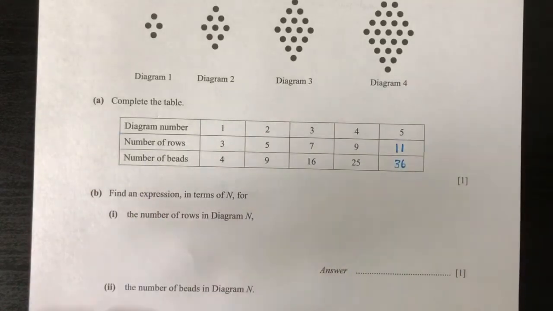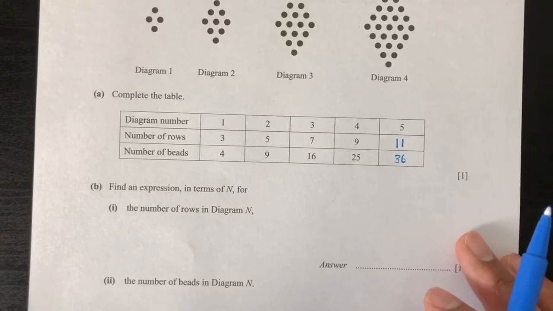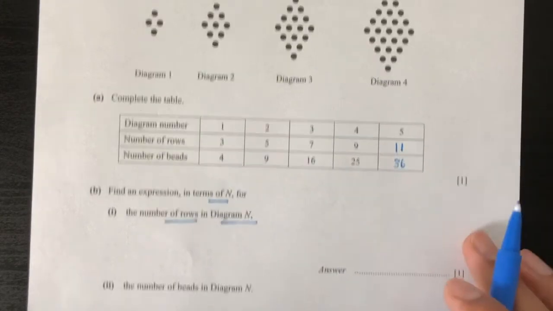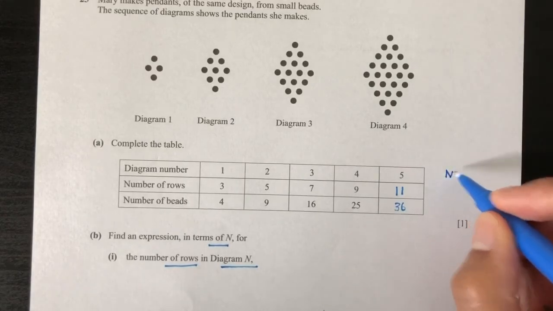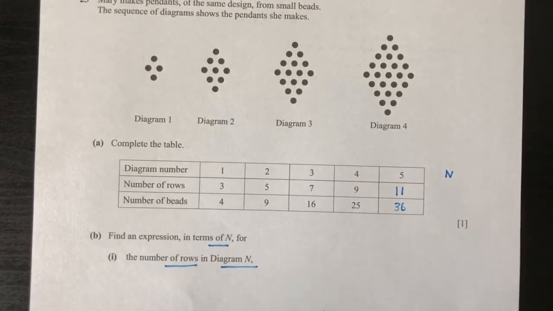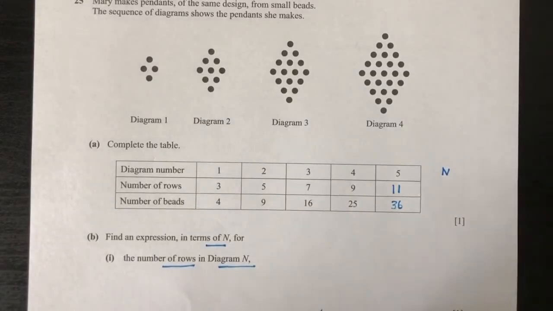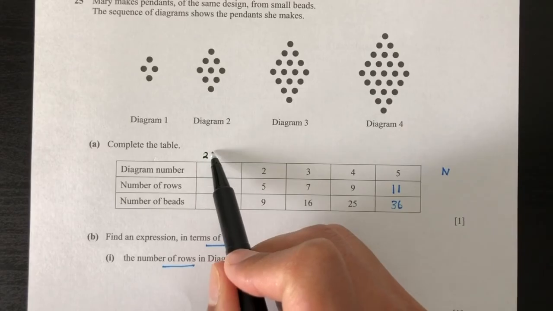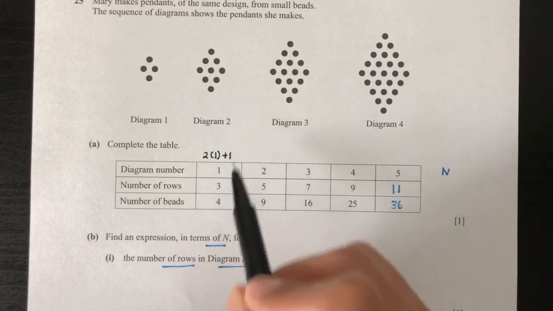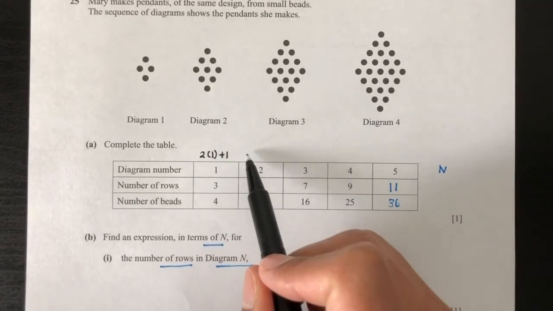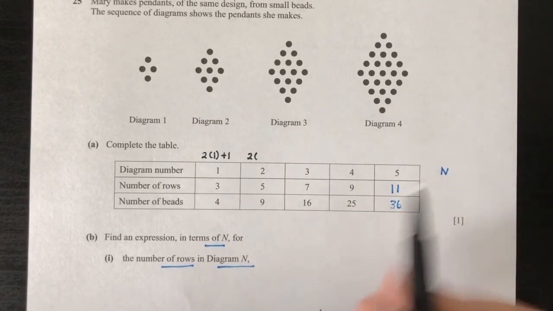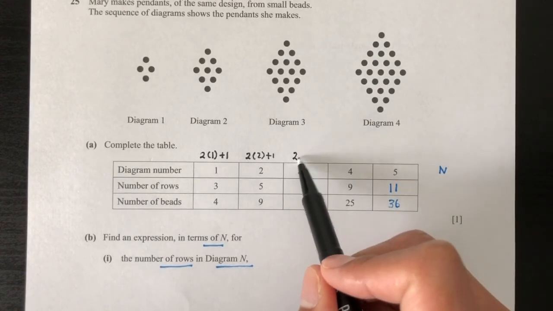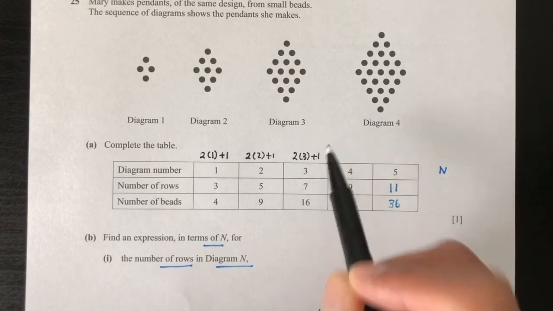That is your table. Now for part B, find an expression in terms of n for the number of rows in diagram n. We have to find this one here. So if you observe, how do you get 3? You do 2 times 1 plus 1 to get 3. How do you get 5? You do 2 times 2 plus 1. How do you get 7? You do 2 times 3 plus 1.